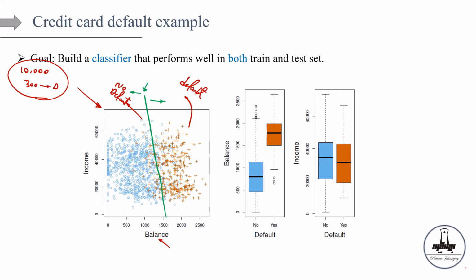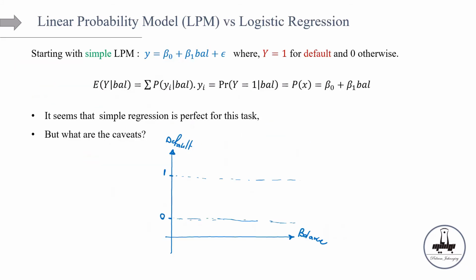At the end of the day, the logistic regression is going to give us this decision boundary, this classifier. And with that, we're going to be able to classify the new observations, right? So let's see how it's done.